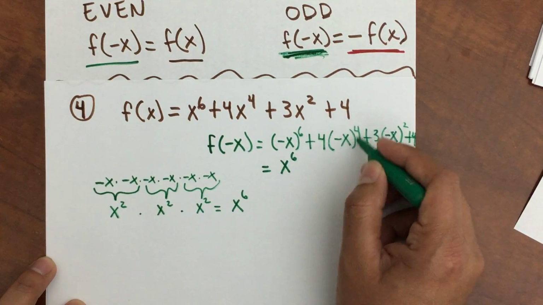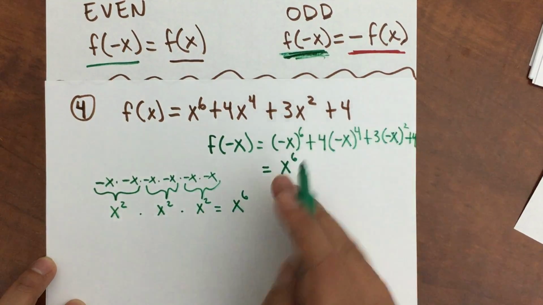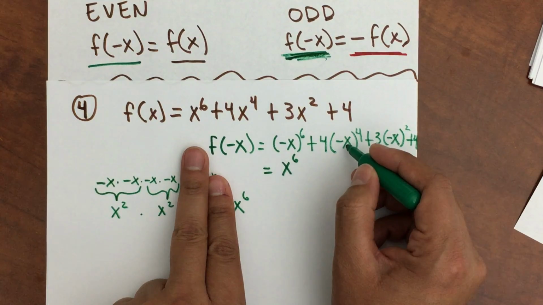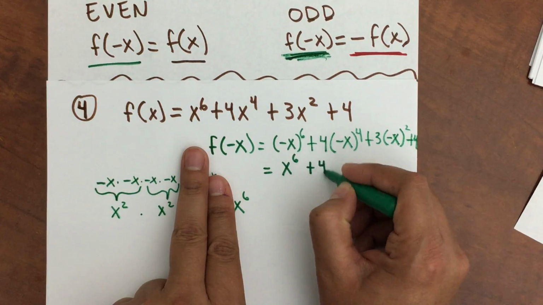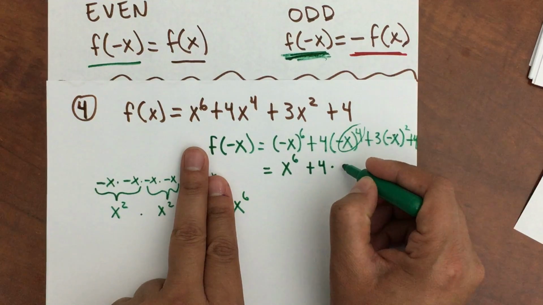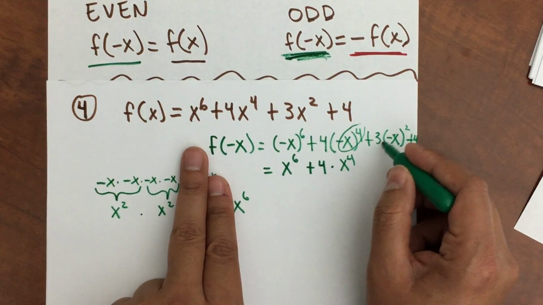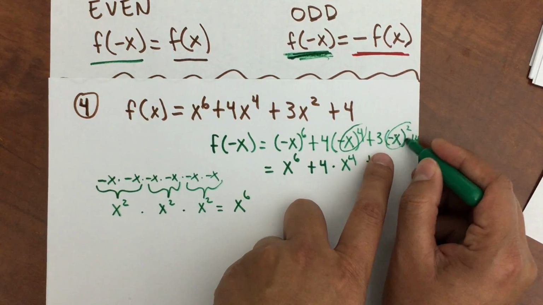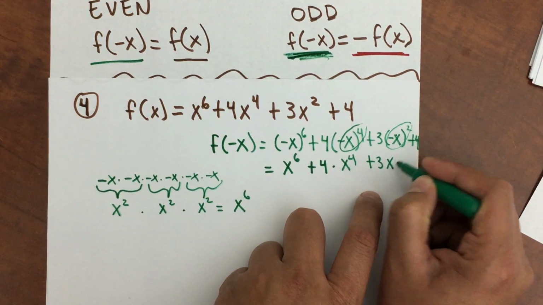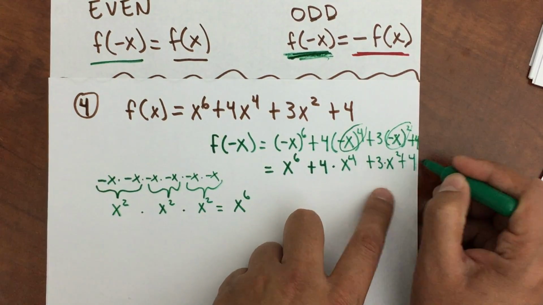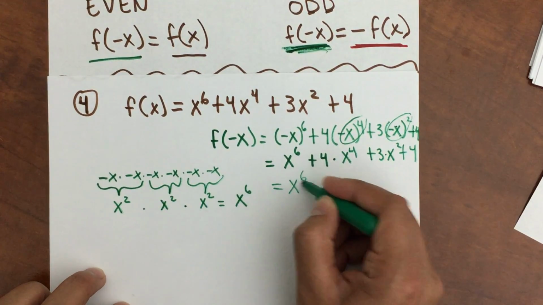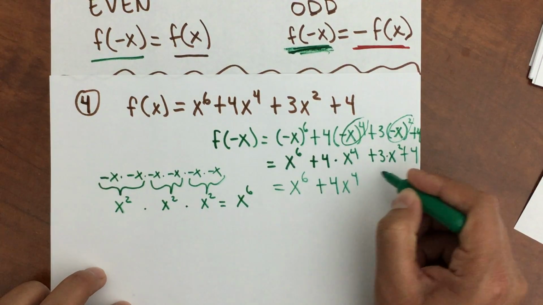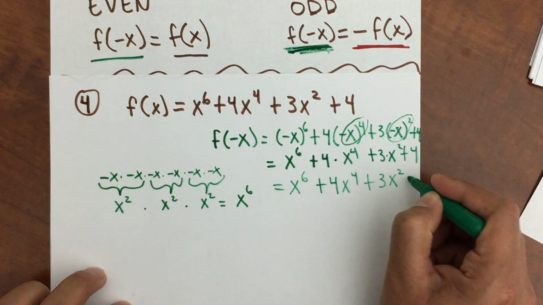So in here, again, this is going to be negative x. Since this is even, it's like if we have these two only, positive and positive, it's going to be x to the 4th. It's going to be plus 4 times, this alone is positive x to the 4th. And then plus, I'm going to bring this 3, and this becomes positive x to the 2nd. Plus 4. And so if I multiply that, this becomes x to the 6th, 4 times x to the fourth is just 4x to the fourth, 3x to the second, and 4.